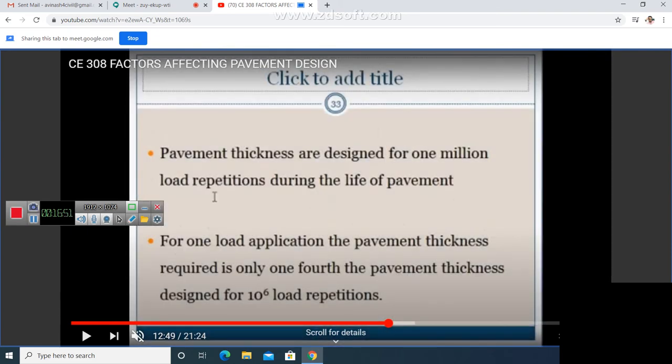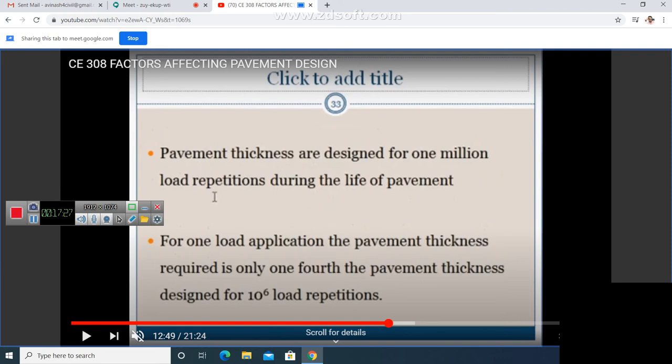The pavement thickness is designed for 1 million load repetitions during the life of the pavement. It is not like once or twice if the load is repeated, the pavement will fail. It is designed for 1 million load repetitions. That is why, if properly constructed, a pavement will have a certain amount of service life. I'm emphasizing the word proper. Otherwise, due to faulty construction, the pavement may fail very soon. But if the pavement is well constructed and designed, then it is designed for 1 million load repetitions.